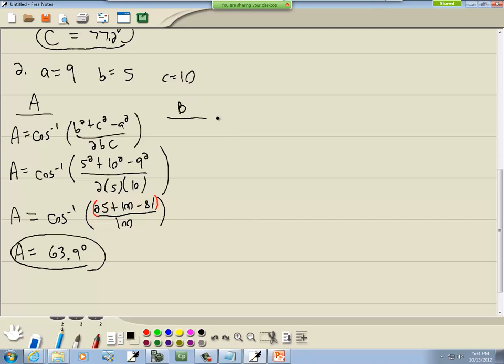Well, let's find B. From our formula, B is equal to inverse cosine of, now notice the pattern here. This is A, so this is the other two variables. So this is B, so this will be A squared plus C squared minus B squared over 2AC.